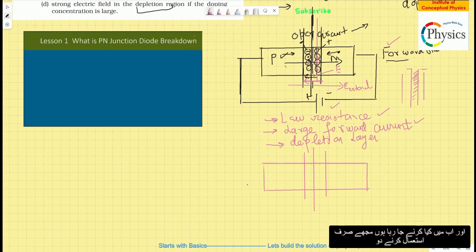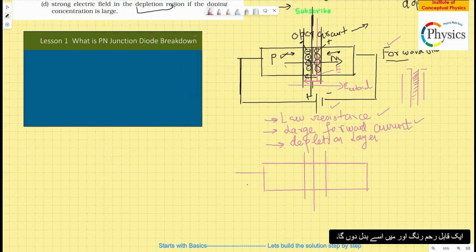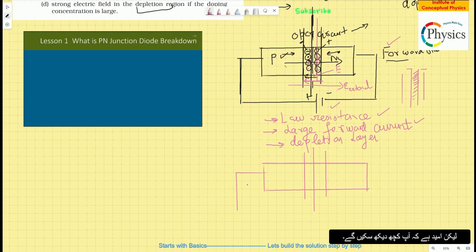And what I'm going to do now is, let me just use the color which is easy on the eyes. I think this is a pathetic color, and I will just change it. I hope I'm able to change it. I think the software is not helping, but hopefully you're able to see something.